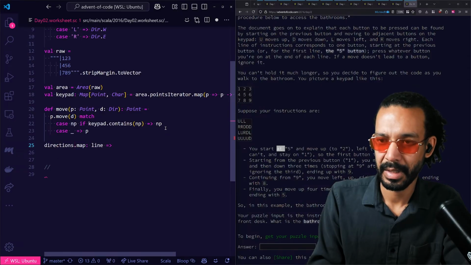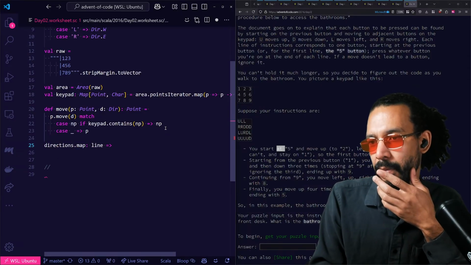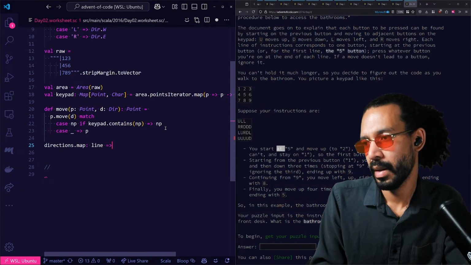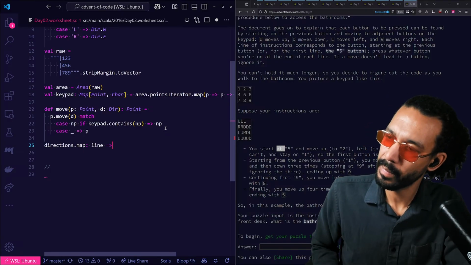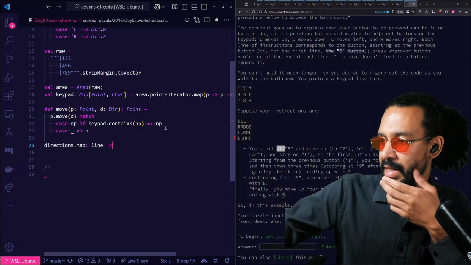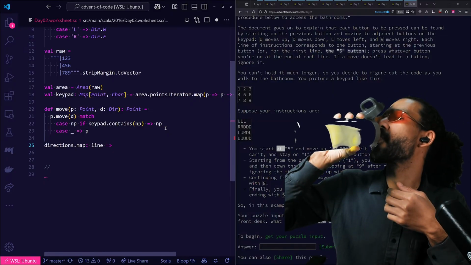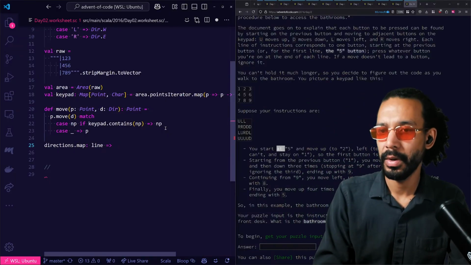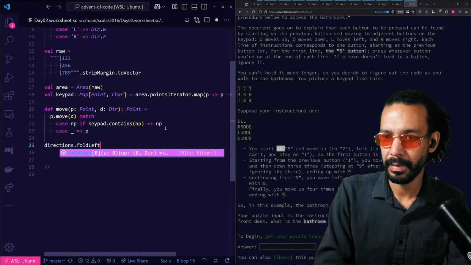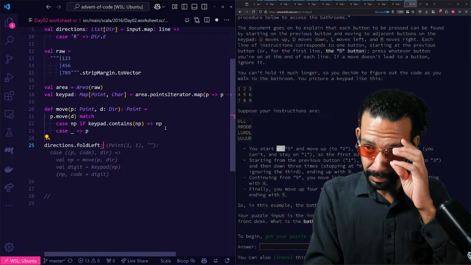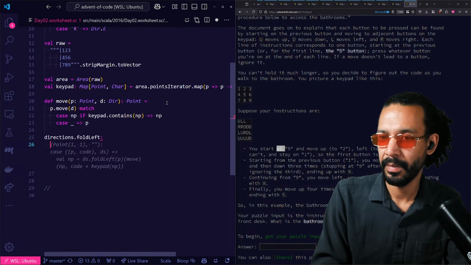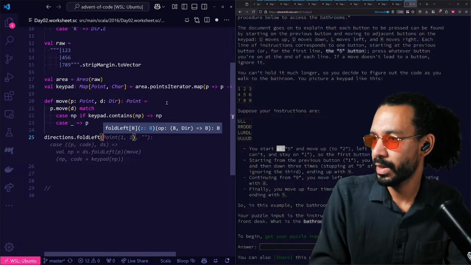So directions map line, and we have a starting state, because at the end of each of these, we have a continuing state. This isn't just a map. I guess this is a fold left to get a code. So we'll fold left. And now we have, well, hold on. We need a starting state. So we start at 5.